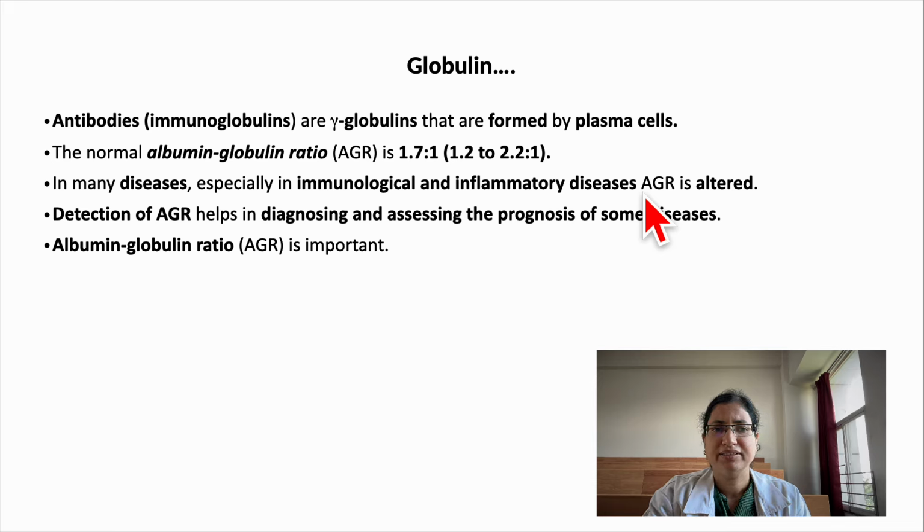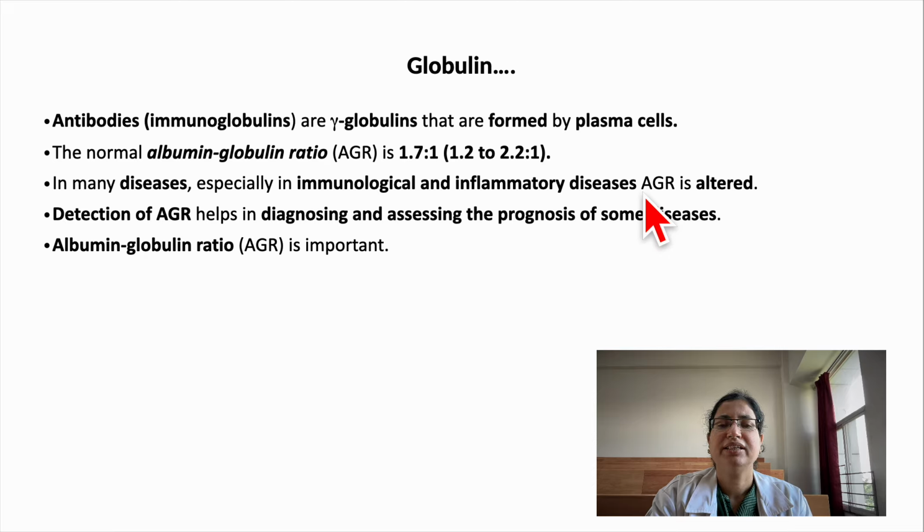Another function of globulin continues here. It will help in the formation of antibodies. They are called gamma globulins that are formed by plasma cells. So the normal albumin globulin ratio is 1.7 by 1, or 1.2 to 2.1 by 1.